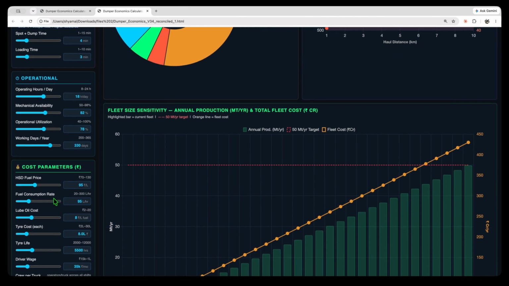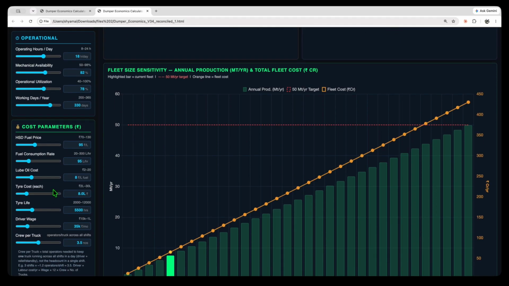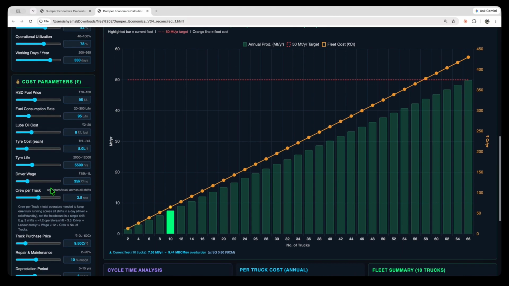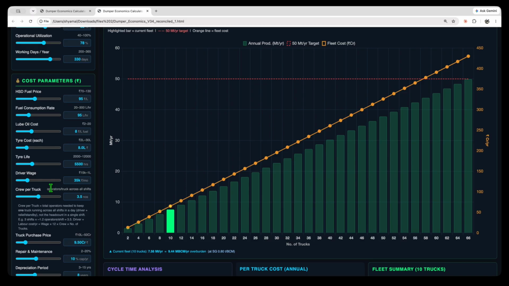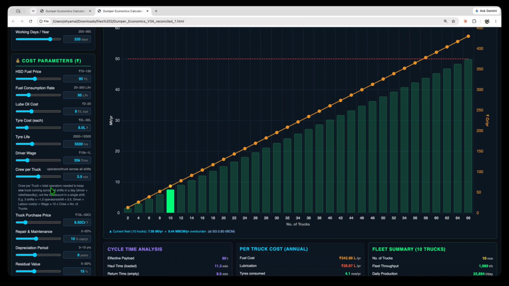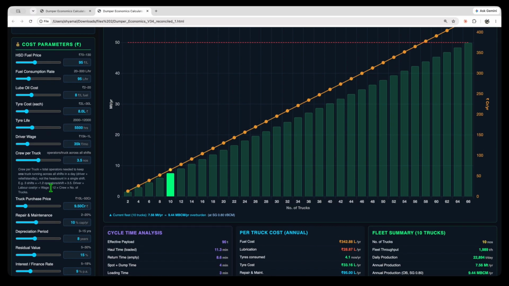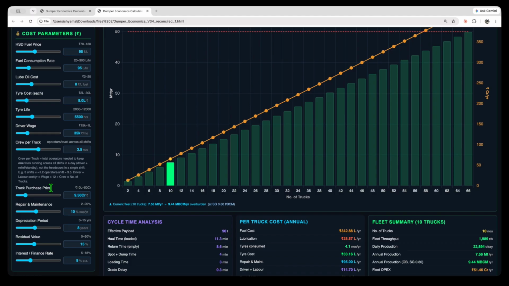Then comes the section of the cost parameters. Cost parameters is the owning and operating engine: fuel price, burn rate, then tire cost, tire life, repair and maintenance as a percentage of capital, depreciation, residual value and finance rate. Every one of these is editable because every mine's contract rates are different.